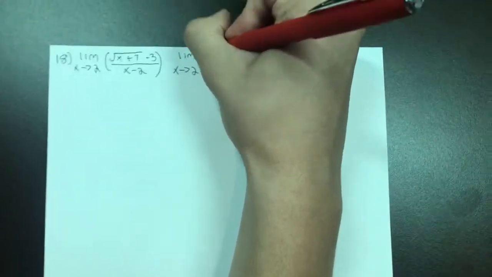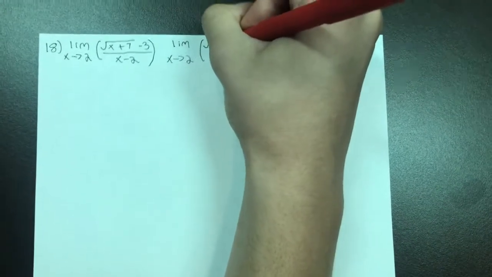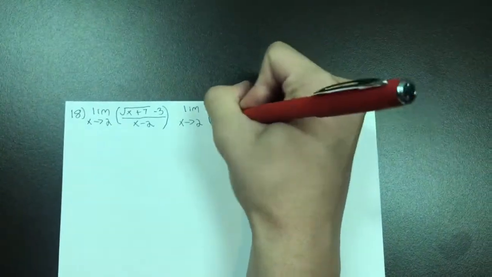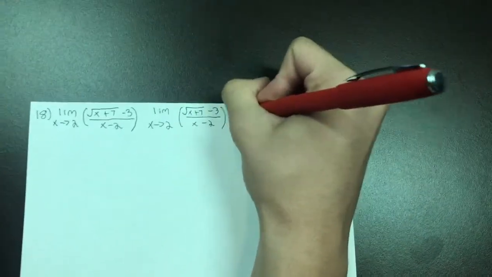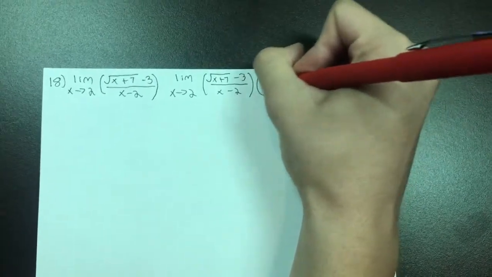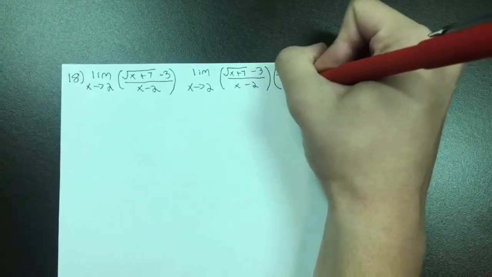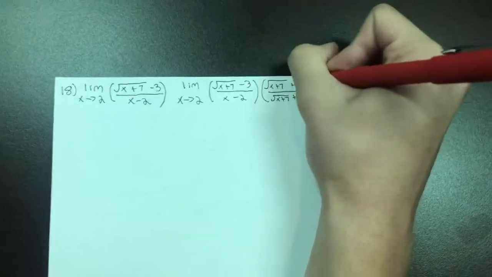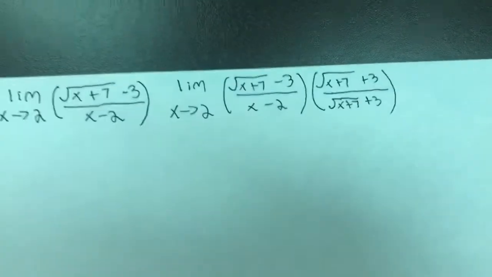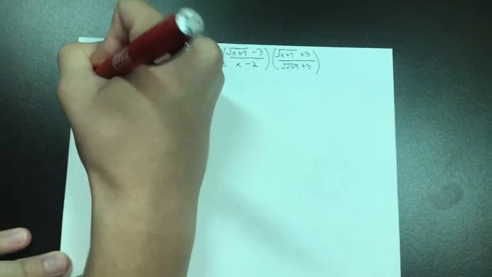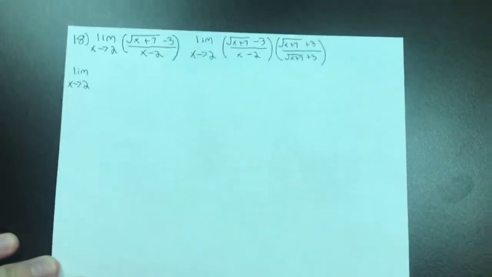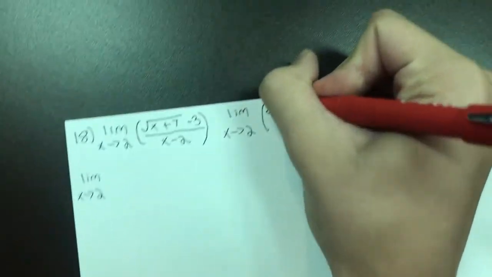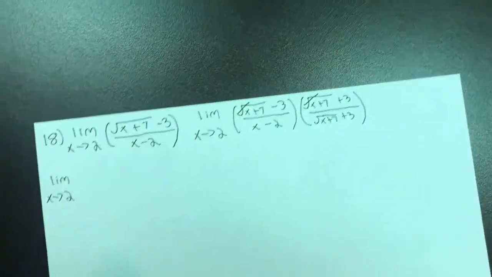So first you write the problem, radical x plus 7 minus 3 over x minus 2, and you multiply it by radical x plus 7 plus 3 over the same expression. You're multiplying by the same radical because you want to cancel it. Now you need to FOIL the top part, which gives you, well, you cancel the radicals, and negative 3 times positive 3 gives you negative 9. In the bottom part you leave it like that, x minus 2 times radical x plus 7 plus 3.